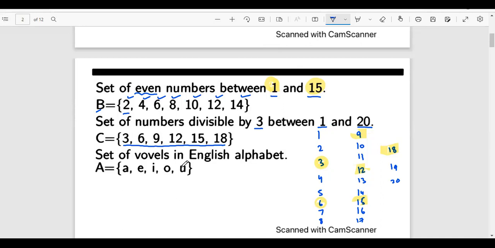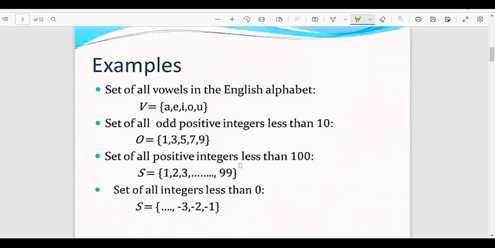All right, now even though we're studying maths, a set could be of anything, right? So, the set of vowels in the English alphabet. It is A, E, I, O, U. These are the vowels, right? Okay. Let's talk about some more examples.